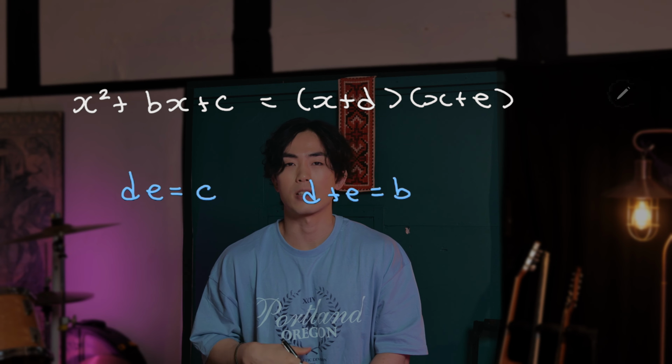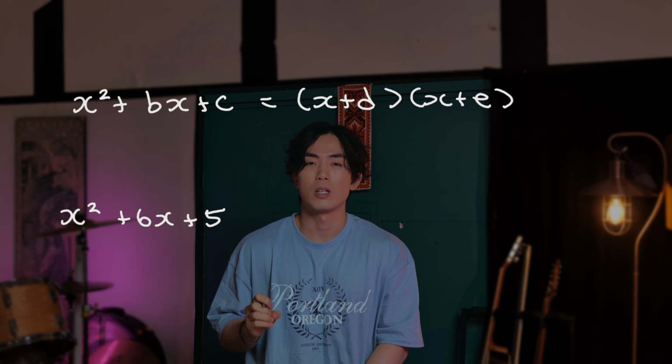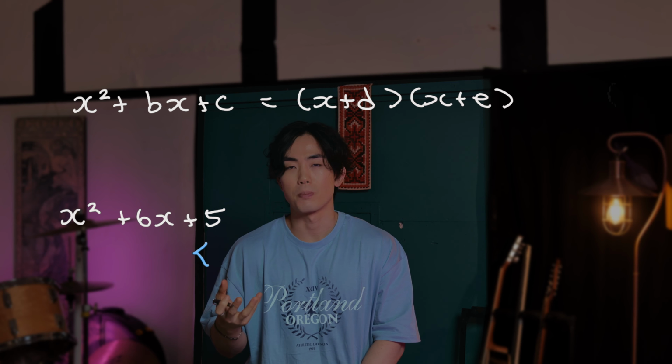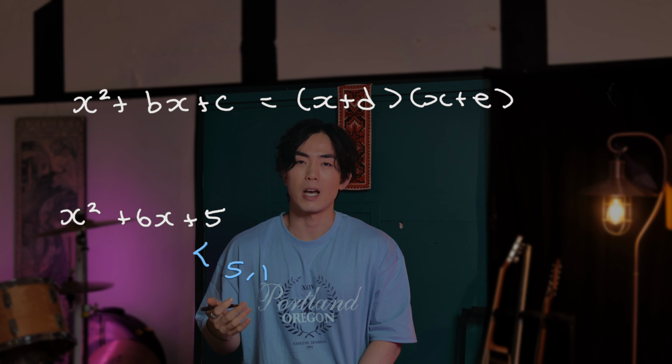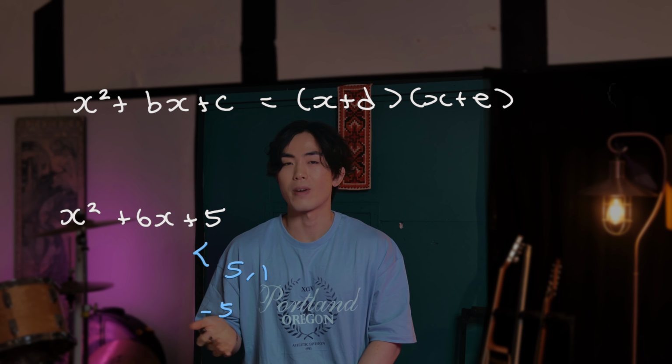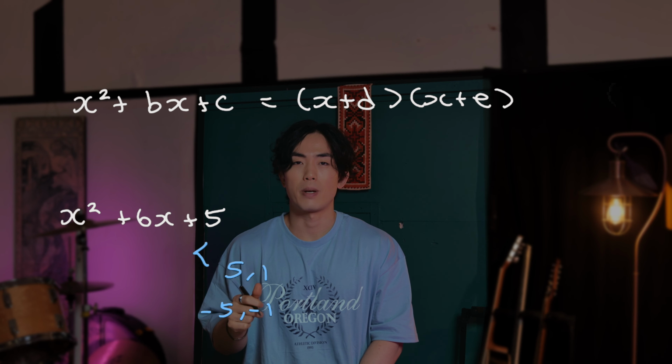Let's go ahead and try an example. So for this x squared plus 6x plus 5, let's look at the c term here, 5. So two numbers which, when we multiply, will give us 5 could be 5 and 1 only. You also have to be careful because there could also be negative 5 and negative 1, because when you multiply them together, you get 5 as well. So there we have two different pairs.